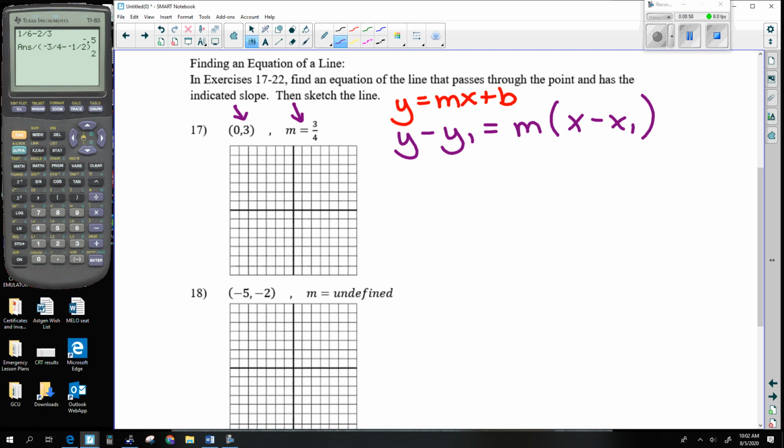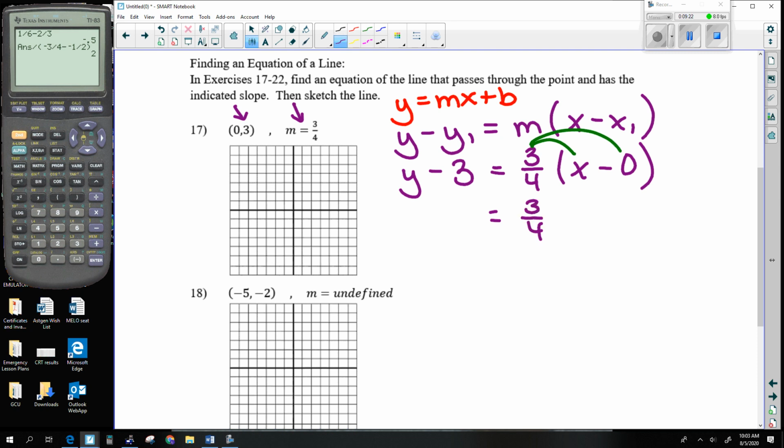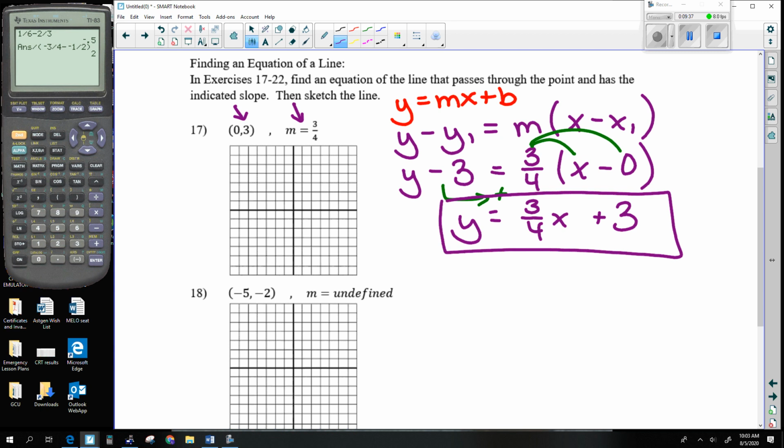All right, so using this as my example. So y minus y1, so the y coordinate is 3, is equal to m, which is 3/4, x minus x1, which is the actual point of 0. So I distribute this 3/4 in, and so this is 3/4 x minus 0, and then I add 3. So all I did is I added this 3 coming across, and there you go, you got your y = mx plus b type formula using the point slope.